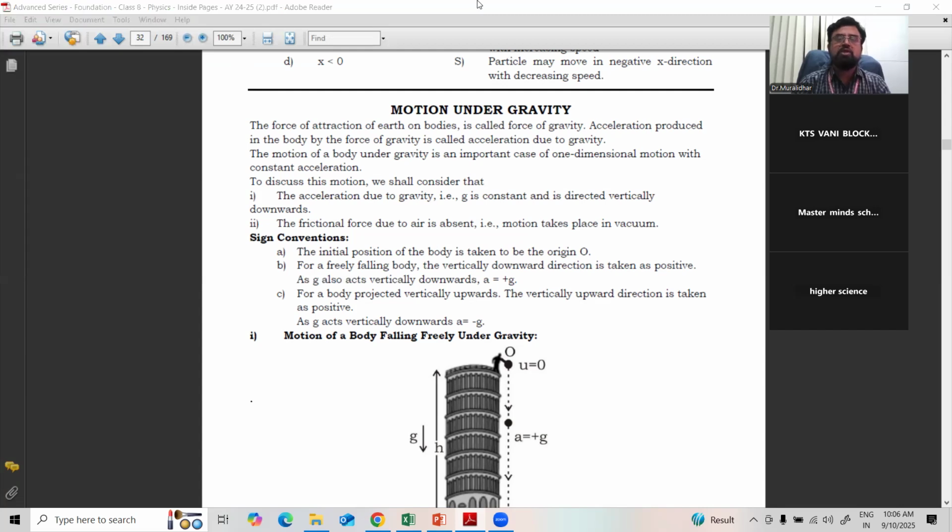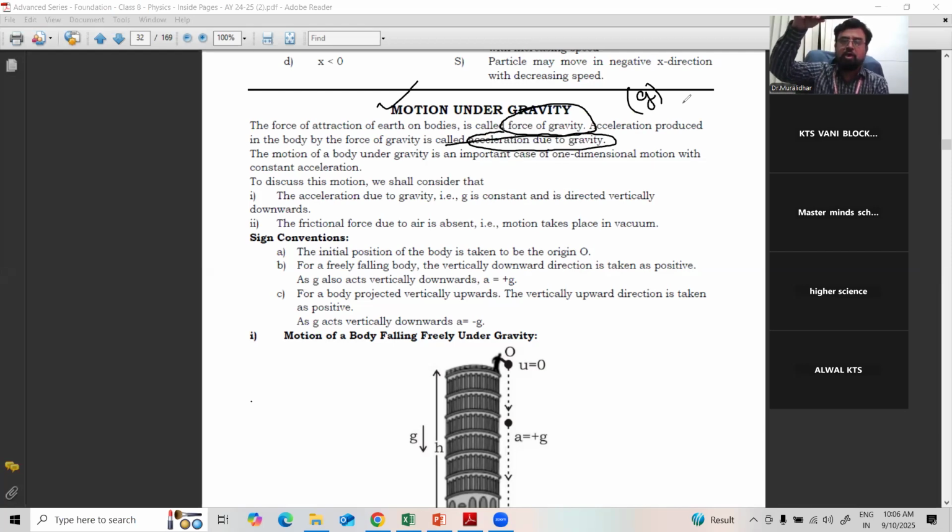So there are a few terminology changes for the equations of motion. You can remember them; I will explain one by one. No problem. So, motion under gravity. The force of attraction of the Earth on bodies is called the force of gravity. The acceleration produced in a body by the force of gravity is called acceleration due to gravity, which is denoted by small g.